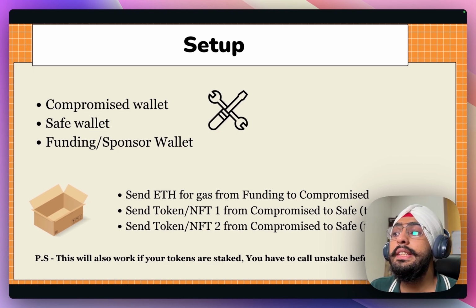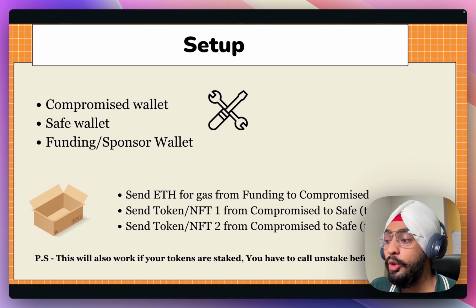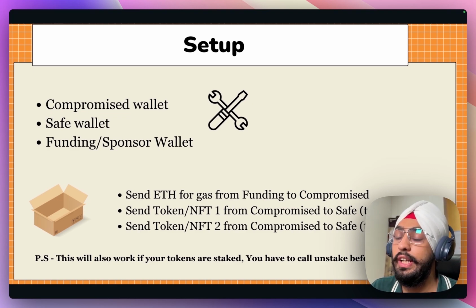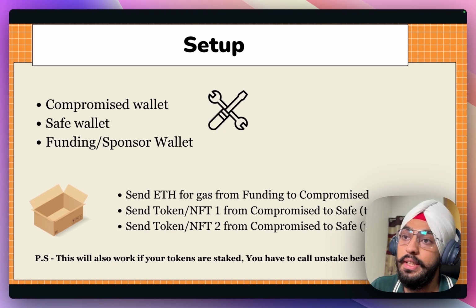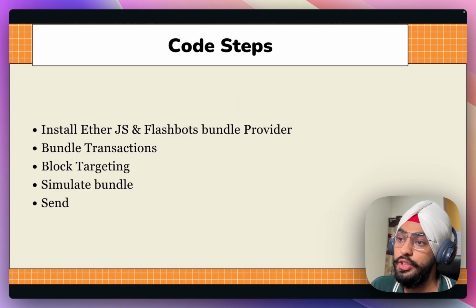Now, in order to run transactions programmatically, you will need some transaction data. So in a further video, I'm going to show you how you can get that transaction data too. Also, PS, this will also work if your tokens are staked. So if you're getting any airdrops, your wallet is compromised and you're already off, or if you have staked your tokens, then you can also use this. You just have to call the unstake function before transfer.